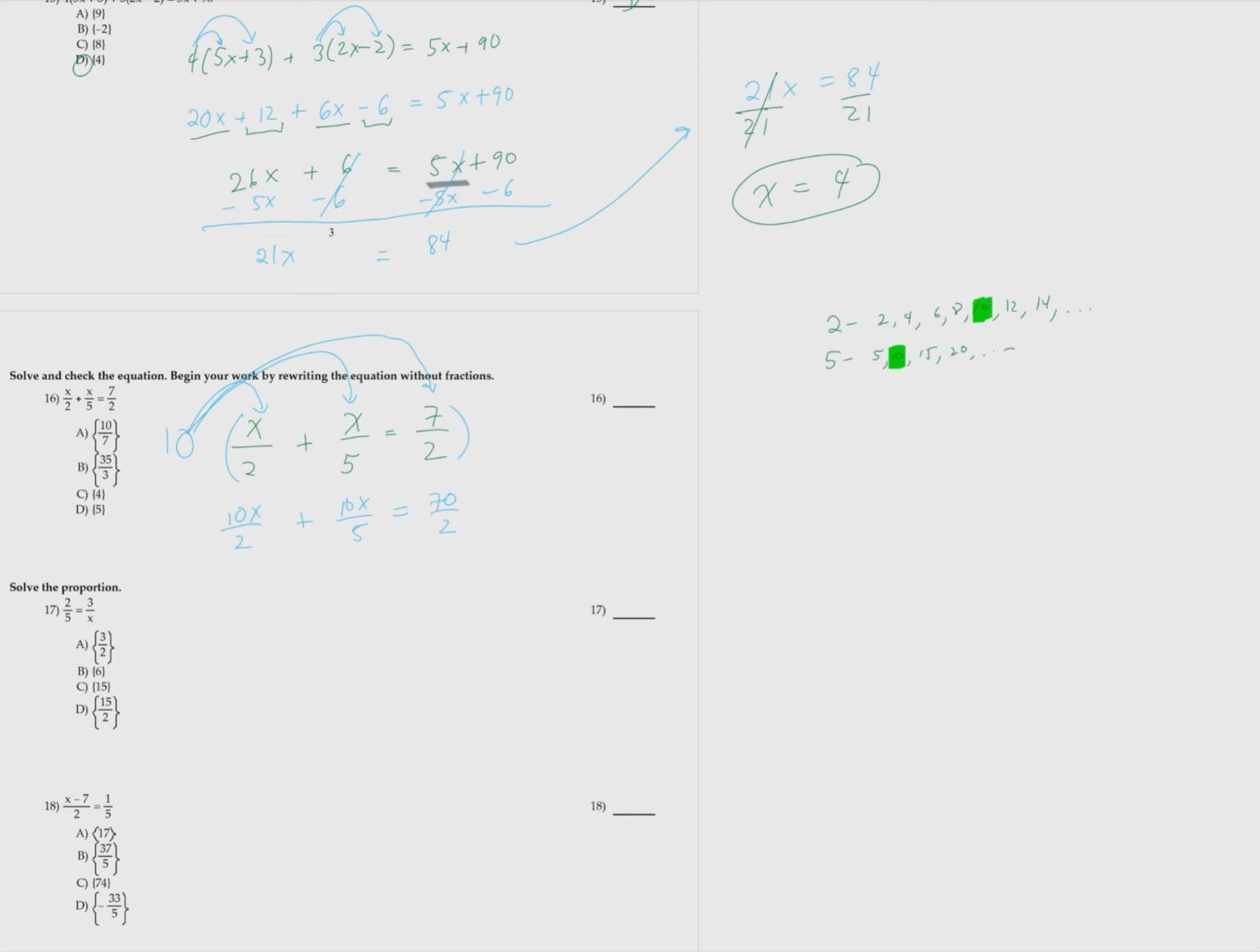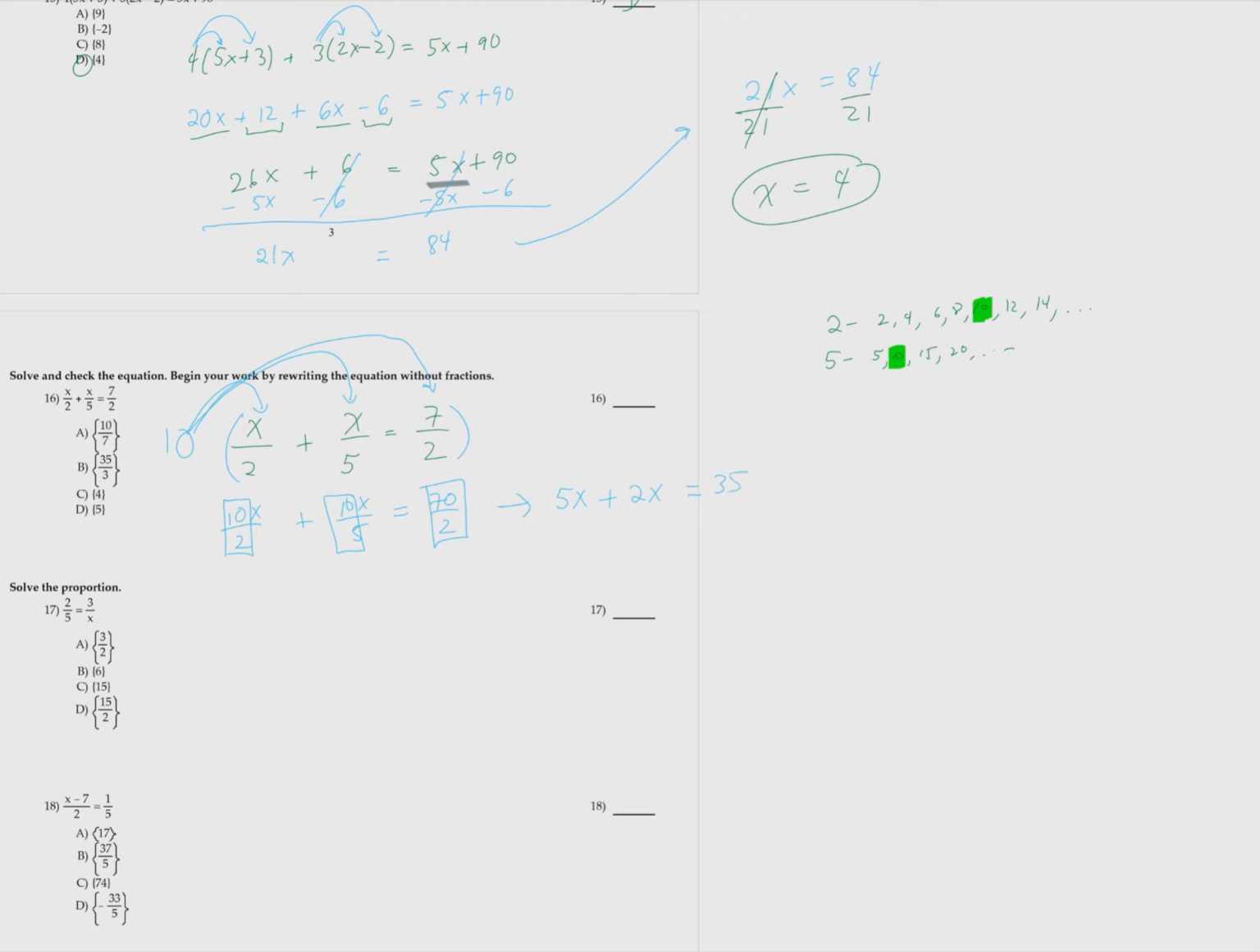Now we're going to simplify this. What's 10 divided by 2? 5, right? So this is the same thing as saying 5x. What's 10 divided by 5? It's possible to simplify, yes. 10 divided by 5 is 2x. And what's 70 divided by 2? That's 35.